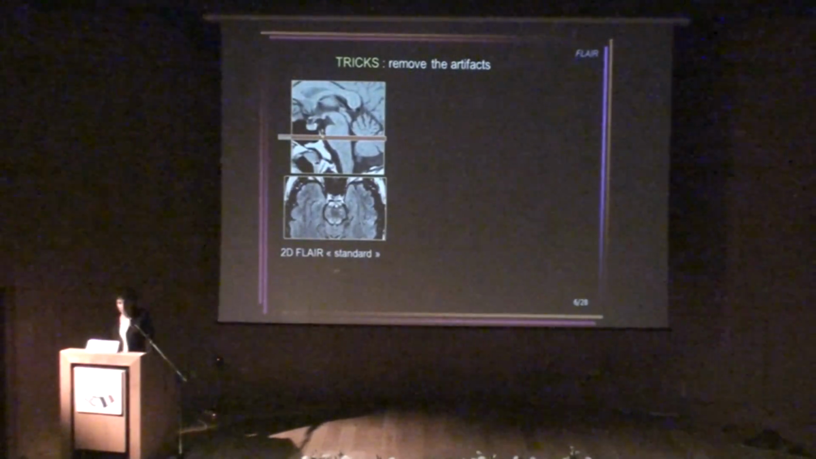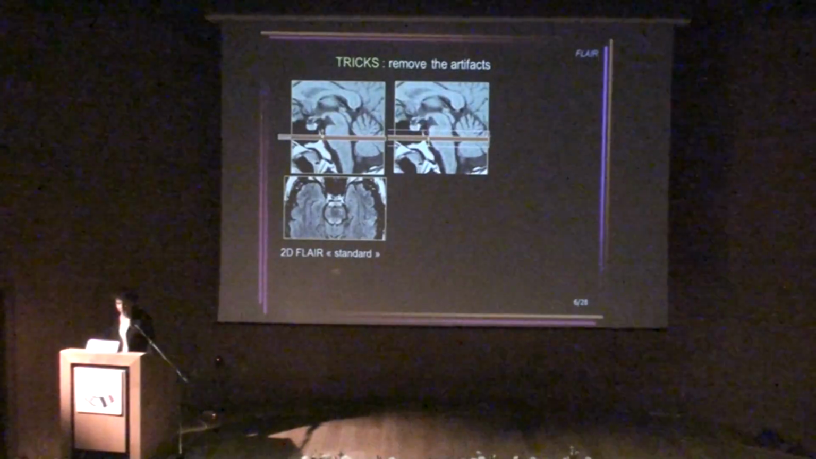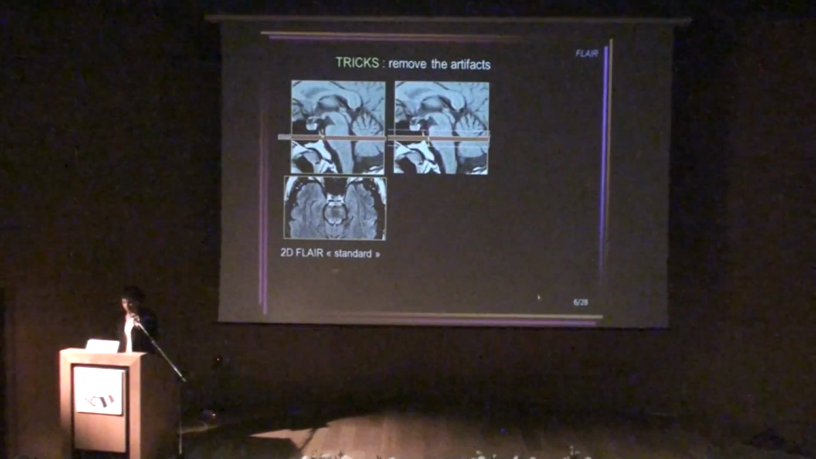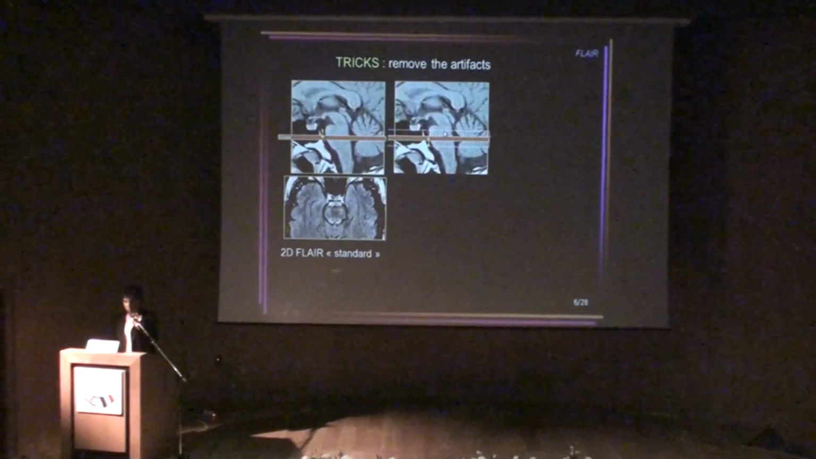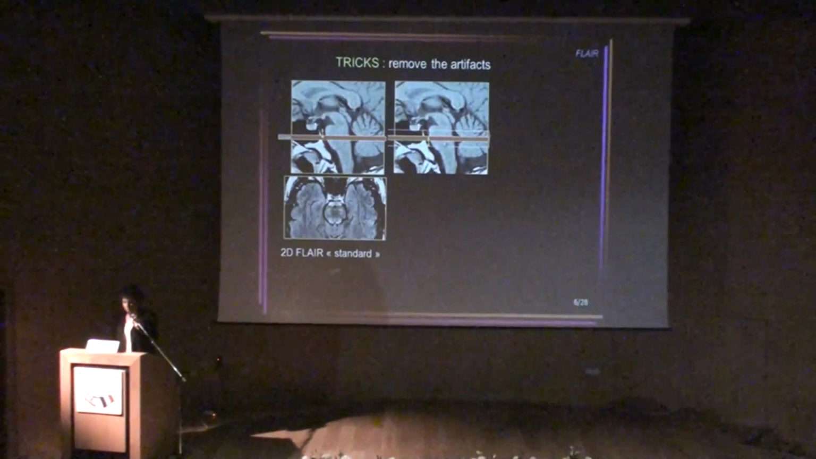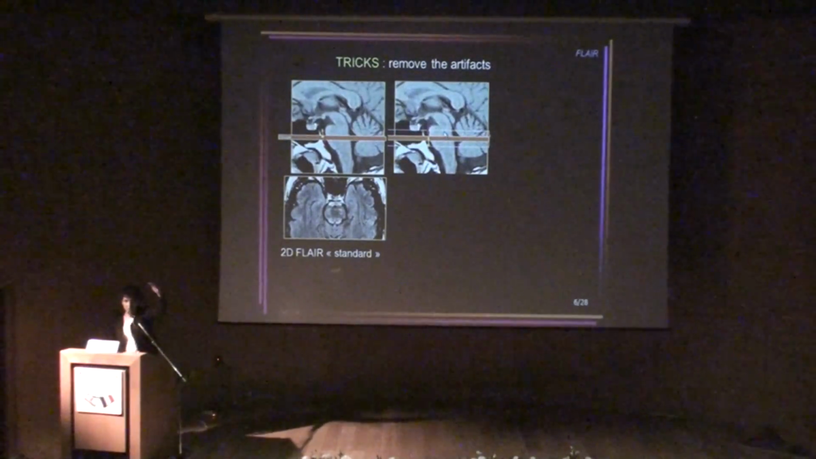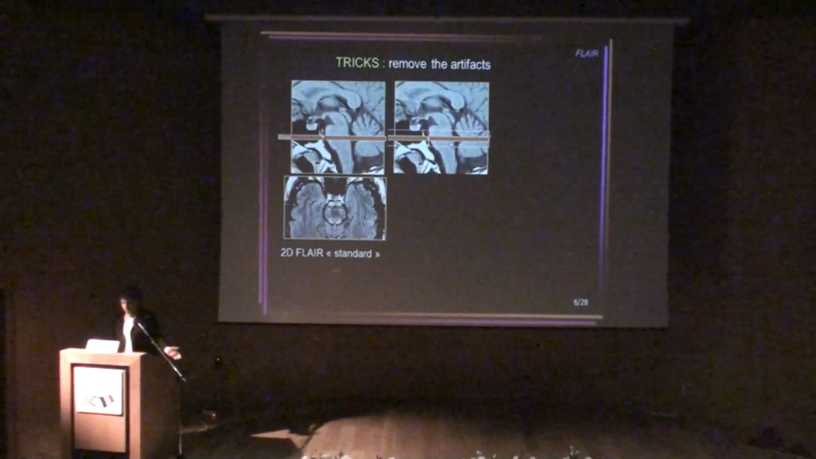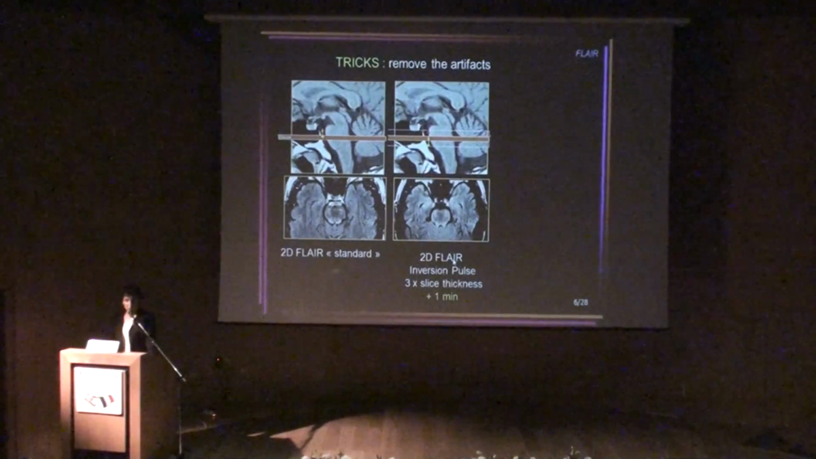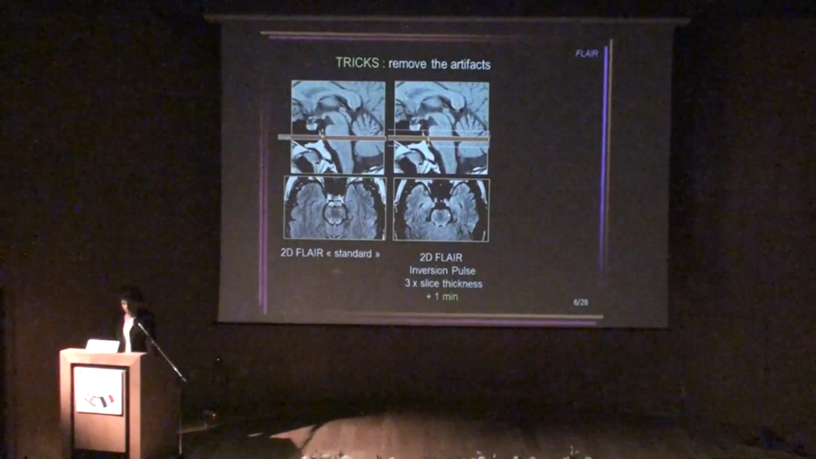So it's quite basic to have a FLAIR without flow artifacts. You simply have to apply the inversion pulse, not only on the slice that you're going to image, but also above and below this slice, so you get a 2D FLAIR without any CSF artifacts.